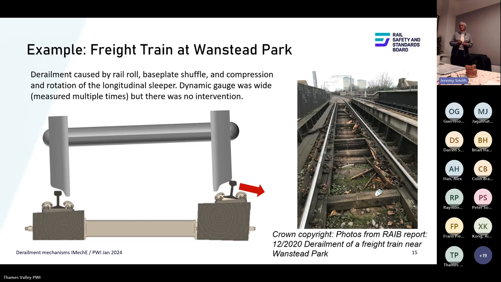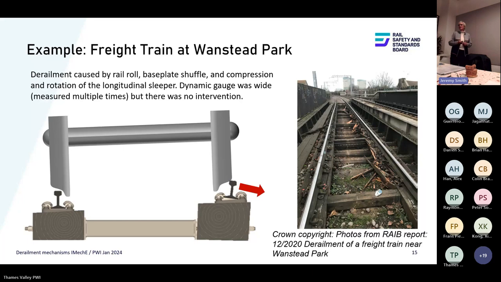And this is the example I picked from the RAIB reports, which was, again, a freight train, actually on longitudinal timbers on a bridge. And you can see the damage it did. Not pretty. Nobody was damaged. Nothing fell off into anybody's garden or anything like that. But the damage to the railway was quite significant.